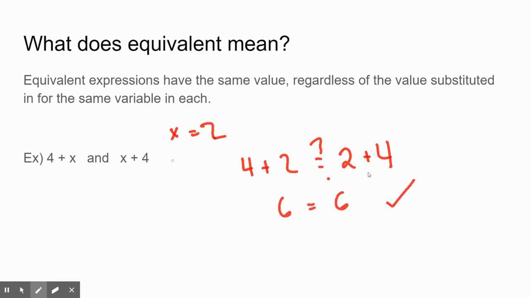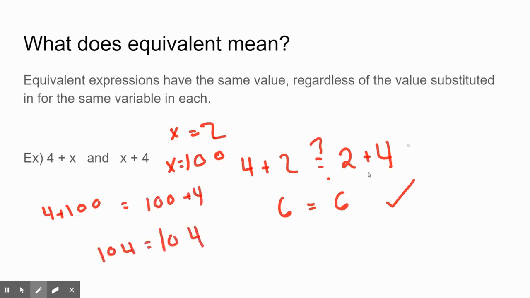This should also work for anything that we pick for x to be. So if we picked 100 instead, these two things should still be equivalent, and sure enough, 104 is still equal to 104. So that proves that these two expressions are in fact equivalent.